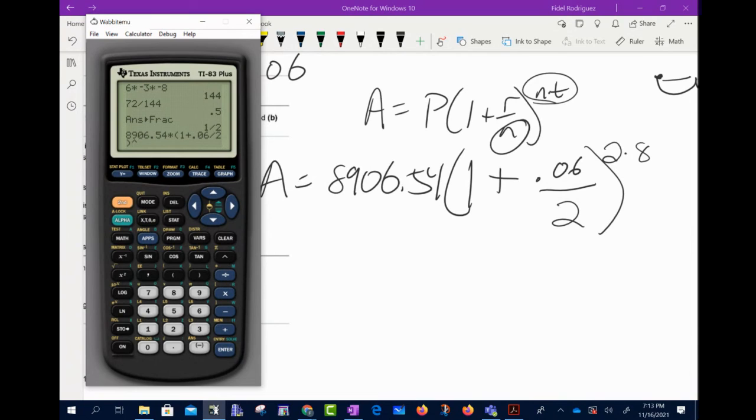So I'm going to do this as my power. Look what my power is. It's 2 times 8. I already know that 2 times 8 is 16, but if you weren't certain, just put your power in parentheses, y'all. 2 times 8. Okay. Enter. And because I'm talking about money, I need to round everything to 2 decimal places. So my answer here would be 14,292.38, because the number after the 8 is a 2.